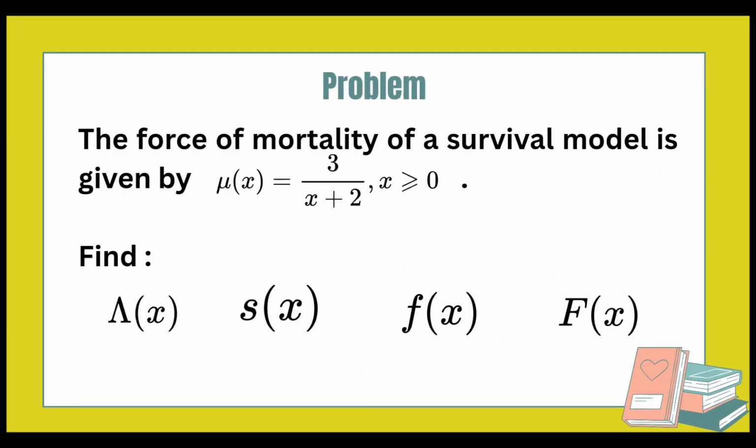So now the problem that was given to me is this. The force of mortality of a survival model is given by mu of x equals 3 over x plus 2, where x is greater than or equal to 0. We need to find the lambda of x, or the cumulative hazard, the S of x, or the survival function, the F of x, or the cumulative distribution function, and the f of x, or the probability density function.